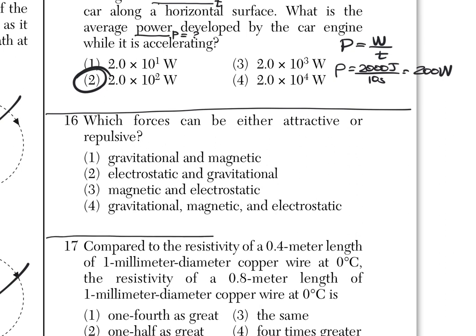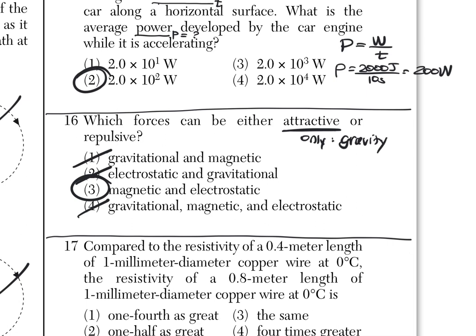Attractive or repulsive. But I can tell you right away that the only force that's attractive only is gravity. Gravity does not repel. So it can't be either attractive or repulsive. Anything that says gravitational, nope, nope, nope. Ding, choice 3. Magnetic and electrostatic. And remember the rule for attraction and repulsion. Opposites attract and likes repel. So positive and negative attract, negative positive attract, positive positive repel, negative negative repel. Same thing for north and south on magnets. North and south attract, south and north attract, north and north repel, south and south repel. You can get the point.